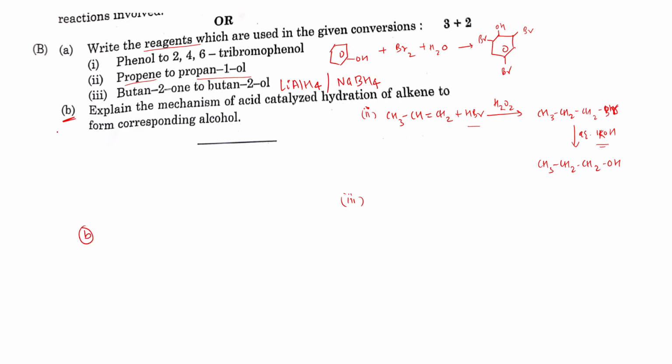Okay, so this is the last question, 33 part B. Explain the mechanism of acid catalyzed hydration of alkene to form the corresponding alcohol. So basically we have to write the mechanism. Let us write the mechanism. Acid catalyzed hydration of alkene. I will write the alkene, then the acid catalyst, so I should use sulfuric acid, H2SO4.